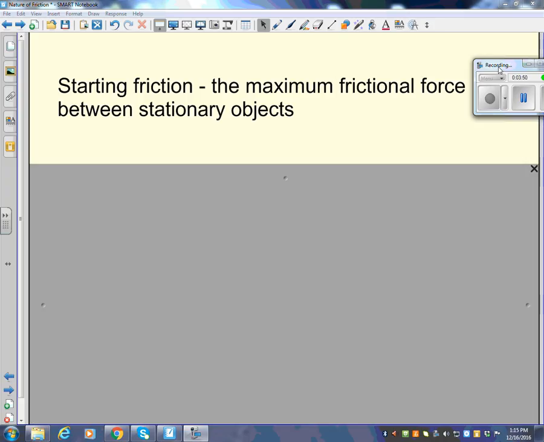Starting friction is the maximum frictional force. Maximum. It's sometimes called static friction. Static means at rest, not moving. Static electricity, right? Charges that don't move.